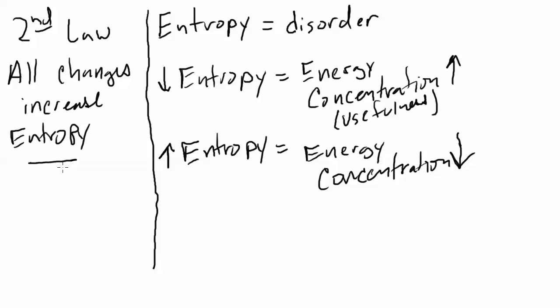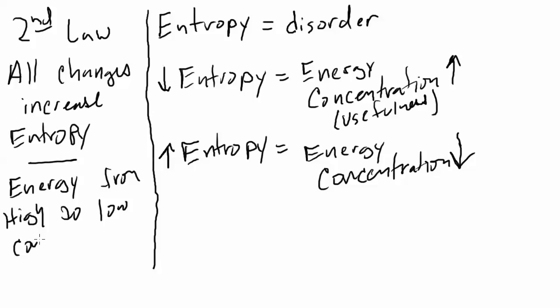Another way to think of this is that energy always goes from high concentration to low concentration. And again, if concentration is confusing to you, you can replace it with usefulness. Energy goes from high usefulness to low usefulness. And this is what's called the second law.